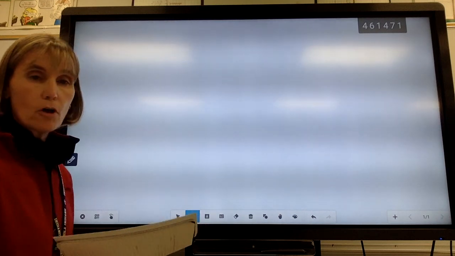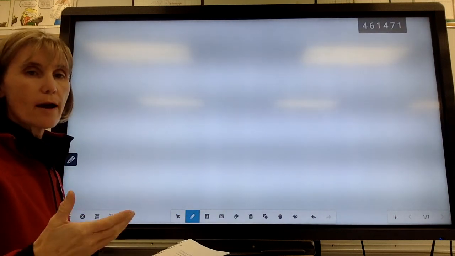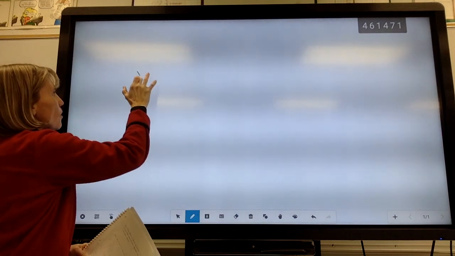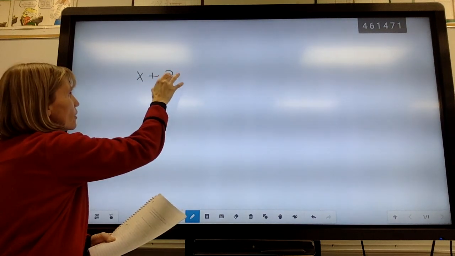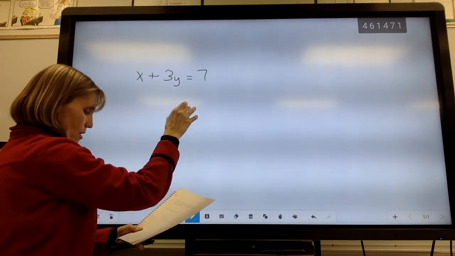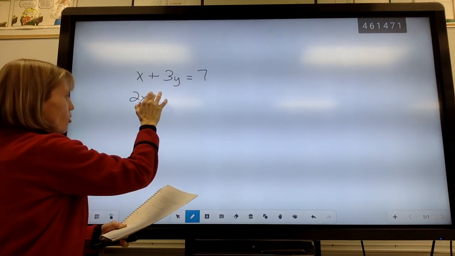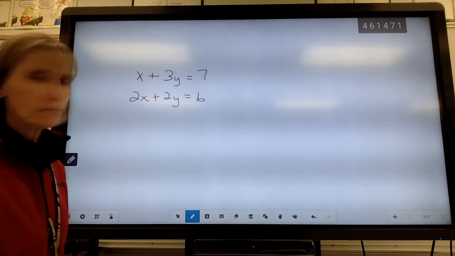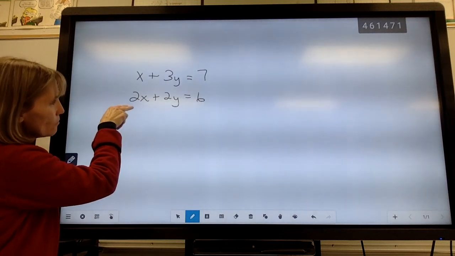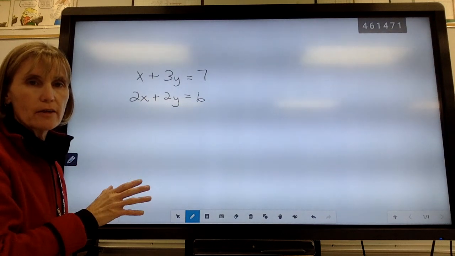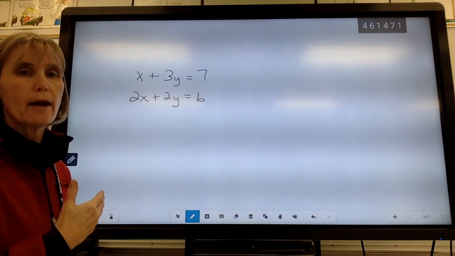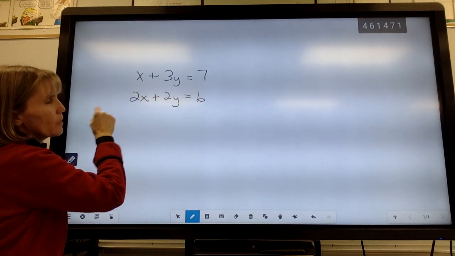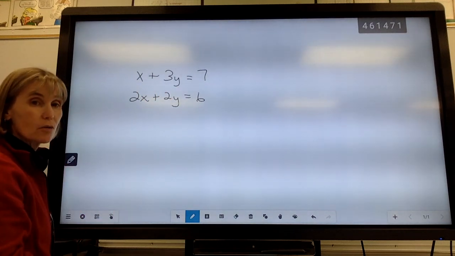Okay. Now, those are examples where you have coefficients that are opposites of each other so that when you add them together, it's going to eliminate. Now, that's not always going to be the case. You have x plus 3y equals 7, and you've got 2x plus 2y equals 6. Here's a system that I'd like to solve. If I were to add the equations together right now, the x's aren't going to eliminate and the y's aren't going to eliminate. So we have to manipulate one of the equations. If I look at the coefficients here, what's going to be easiest to set up so that I have opposite coefficients?